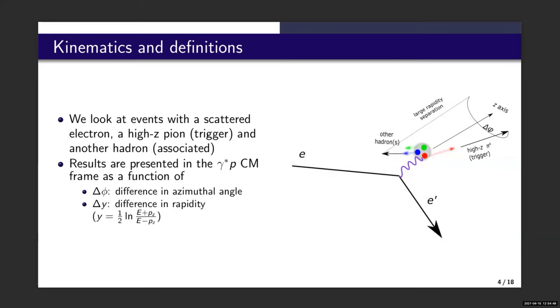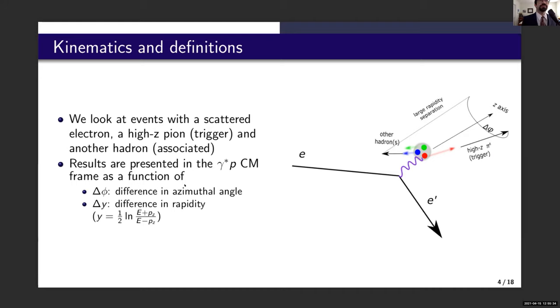Now, kinematics and definitions. We look at events with a scattered electron, a high z pion, and another hadron, which we consider the associated hadron. The results that we present are in the virtual photon-proton center of mass frame as a function of delta phi, the difference in the azimuthal angle, and delta y, which is the difference in rapidity. I give the formula for rapidity right here.